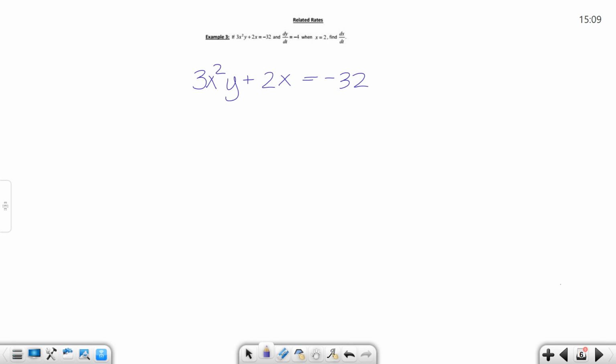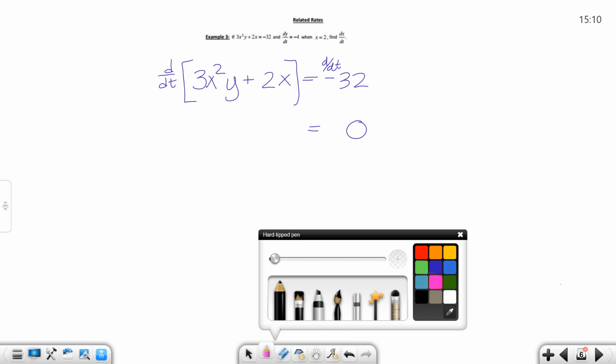Okay, continuing on with our related rates, I want to do one more, and this one's actually pretty troublesome. I'm going to take the derivative with respect to t of both sides. So I'll take the derivative of this left side and take the derivative of this right side. And of course the derivative of 32 is just 0. Now when we come to the left side, that's a little troublesome.